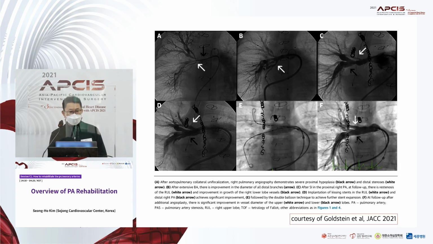This is one example of pulmonary rehabilitation, courtesy of Dr. Goldstein in Pittsburgh, published in JACC. This is a patient with pulmonary atresia and a unifocalized right pulmonary artery, but as you can see, the proximal RPA was very diffusely hypoplastic, and the segmental artery was also very small. Multiple staged ballooning slightly enlarged the distal vessel, and proximal stenting enlarged the distal pulmonary vessel further. However, the right upper pulmonary artery was very diffusely stenotic, and kissing stents like this enlarged it, and further dilation with the simultaneous double balloon technique was used. Finally, we can have this kind of good pulmonary rehabilitation compared to panel A.